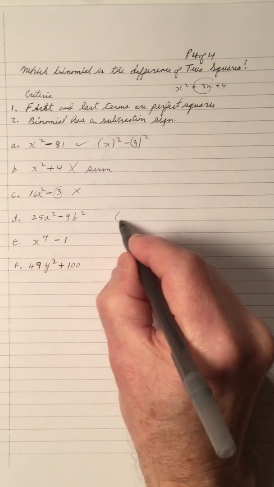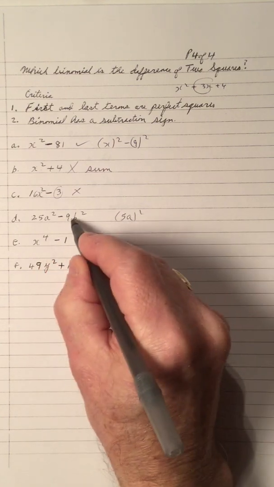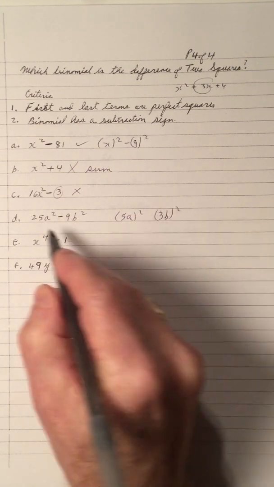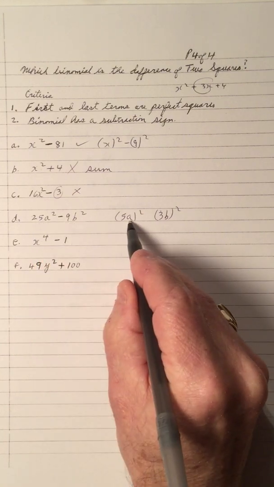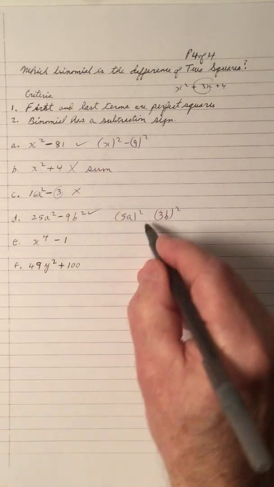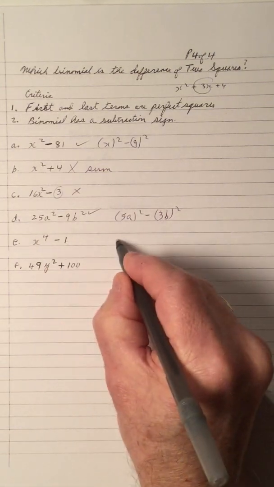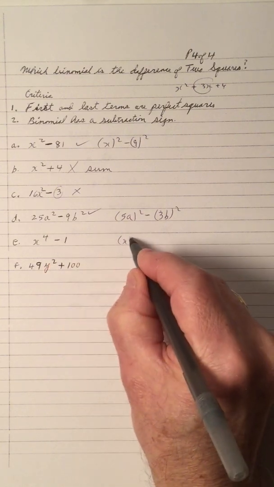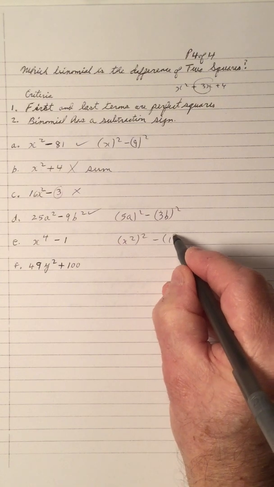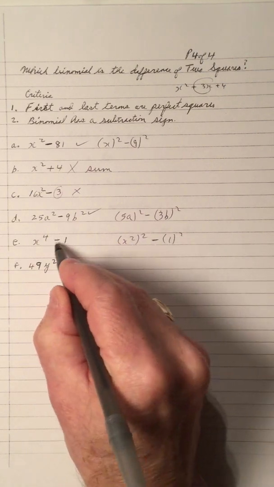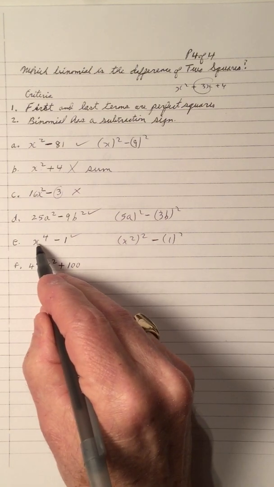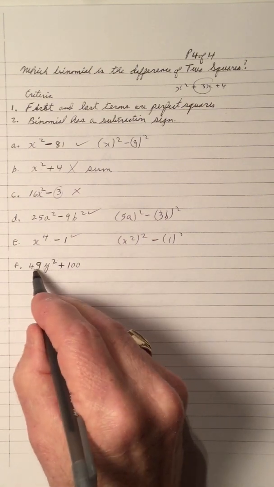25a squared is 5a and 5a. 9b squared is 3b and 3b. That's a perfect square and that's a perfect square. 5a squared, 3b squared, and it's a subtraction sign, so that's a yes. Next, x to the fourth is x squared squared, and 1 is 1 squared. That's the difference of two squares, so that's a yes, because that's a perfect square, x squared times x squared.